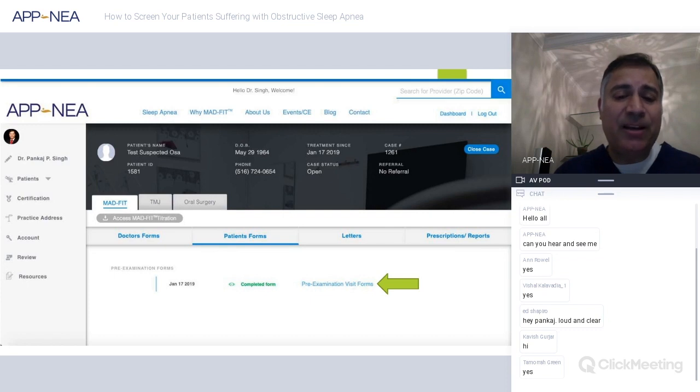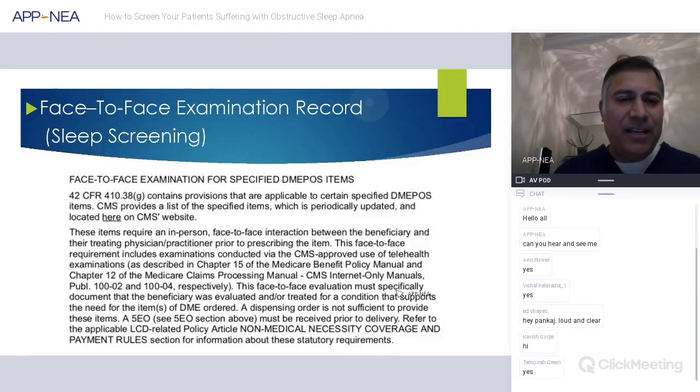That's necessary to be documented not just for the regulatory requirements of archiving medical information and visits, but also for medical insurance purposes. Because in the event of an audit, this is a form you can easily produce, because everything is archived and time and date stamped. So that face-to-face examination is the sleep screening form, which is absolutely mandatory.